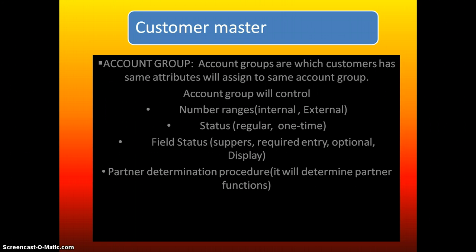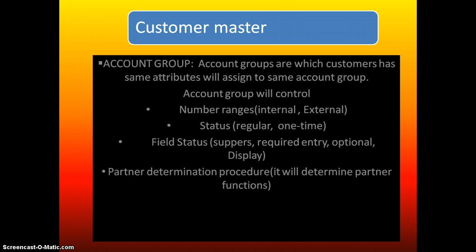See, when you create the customer master, you give an account group. What is the account group? Customers that have the same attributes are assigned to the same account group. Means the customers or business partners which have the same attributes can be assigned to the same account group. It will control the number ranges. When you create the customer master, do you want to assign the number ranges manually, or does the system have to assign them?